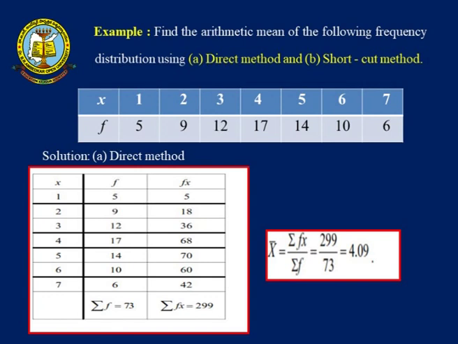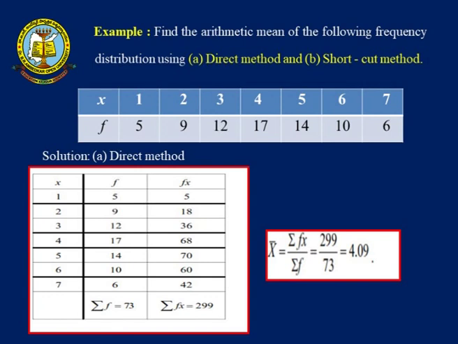Now its corresponding frequencies we write in column 2, which is represented by frequency. The frequency values are 5, 9, 12, 17, 14, 10, 6. Now we multiply x into f and write the values in the third column of the table. So 1 into 5 is 5, 2 into 9 is 18, 3 into 12 is 36, 4 into 17 is 68, 5 into 14 is 70, 6 into 10 is 60, 7 into 6 is 42. Write all the values in the third column.